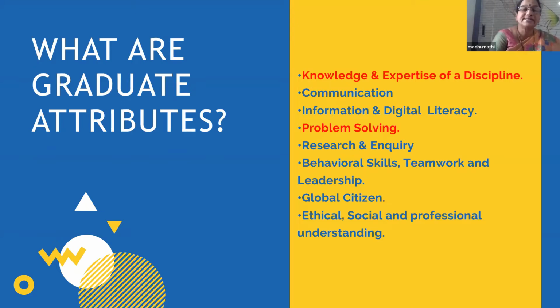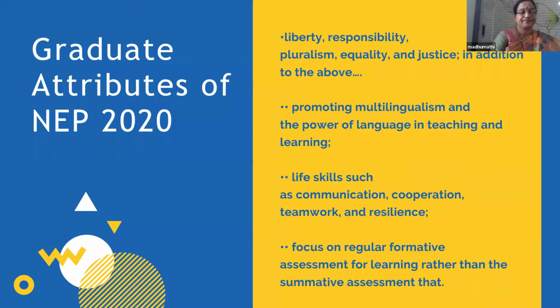If the student understands that these are the attributes in his program, in his graduation course, then he should work accordingly, and that would make him come out with the skills that are required. Now, what does the NEP say? The NEP says, apart from the skills that are mentioned or the attributes that are given in the graduate course, the new National Education Policy 2020 says that liberty, responsibility, pluralism, equality, justice to the above.